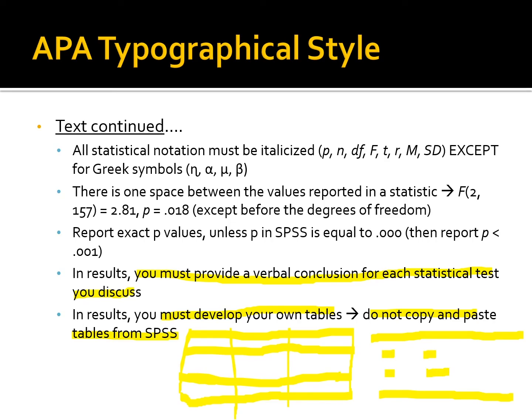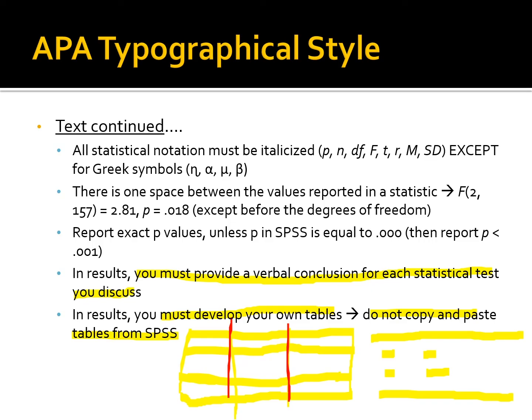APA does not like vertical lines. APA is fine with horizontal lines like this. But it does not like these vertical rules like this. So you can't copy and paste tables from SPSS because they're not in APA format.